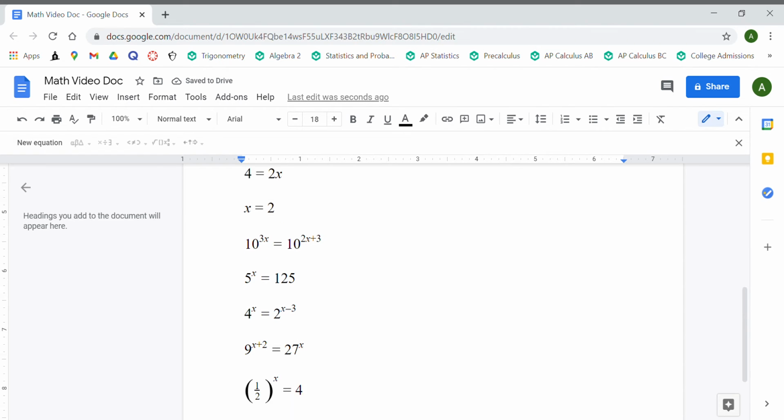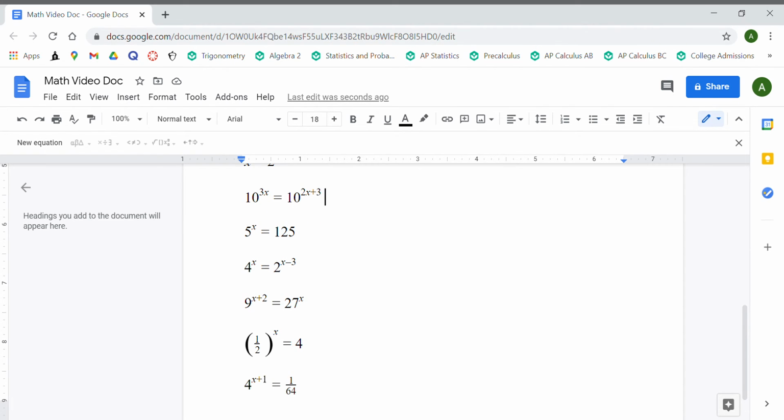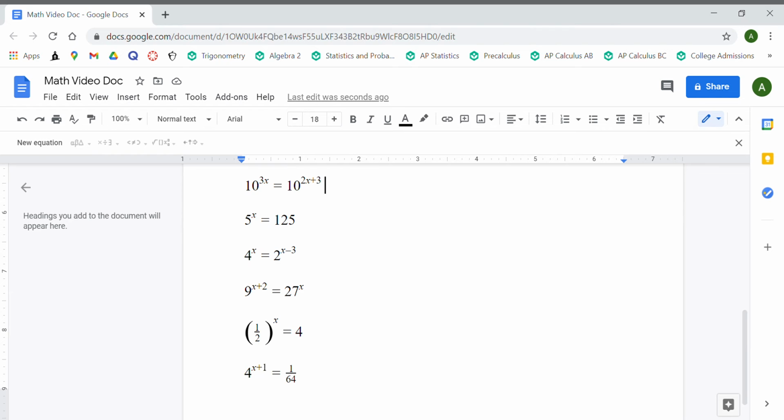Alright. One more. I'm going to give you another chance here. So we have 10 to the power of 3x equals 10 to the power of 2x plus 3. Why don't you try now? Pause the video and then come back once you've finished working this out.